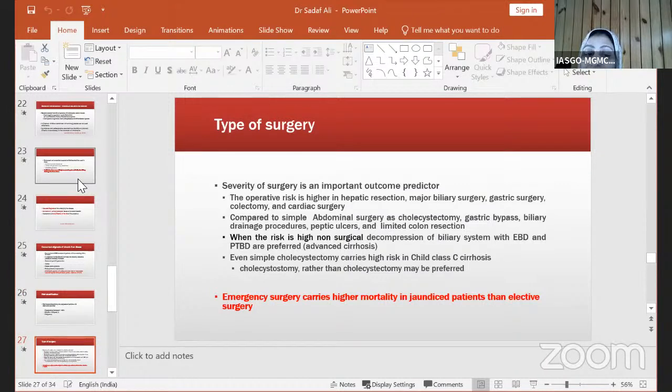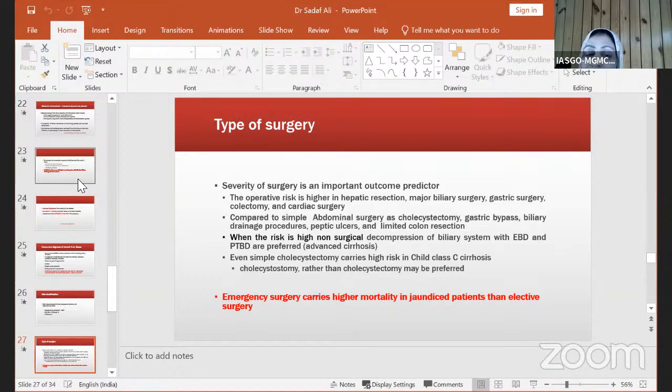If there's a very major surgery to be planned on the background of a chronically diseased liver, then you have to take it with a pinch of salt as compared to simpler operations like cholecystectomy, bypass, and biliary drainage. When the risk is very high, a non-surgical decompression of the system would be important as compared to extensive surgeries in cirrhotics. Even when we plan something as simple as cholecystectomy, you might have to do just cholecystostomy.